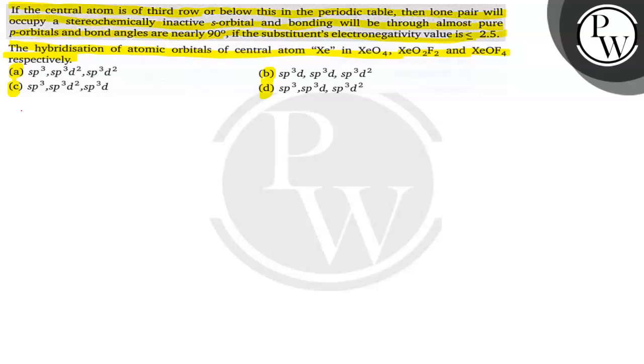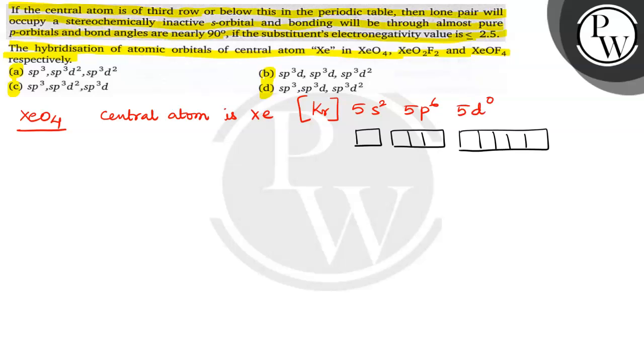First, XeO4. So what is the central atom? Central atom is xenon. Xenon electronic configuration, outermost 5s2 5p6 5d0. 5s, 5p, 5d subshells. Now electrons 5s2, 5p6 is the electronic arrangement. All are having completely filled orbitals, right? This is the ground state electronic configuration.